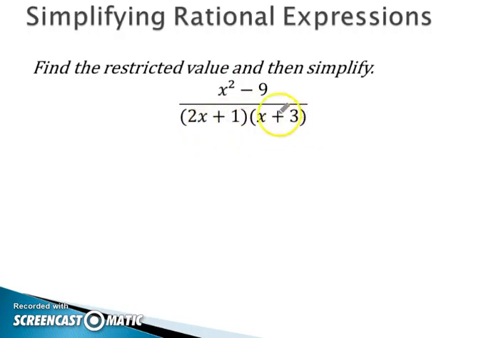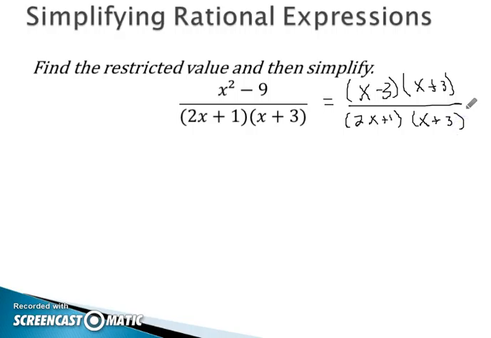In this example, our denominator is already factored out, but our numerator is showing the difference of squares pattern. So this would actually factor in the numerator x minus 3, x plus 3. I want that middle term to cancel out, so my two binomials are opposites. And then we have in our denominator 2x plus 1 and then x plus 3.